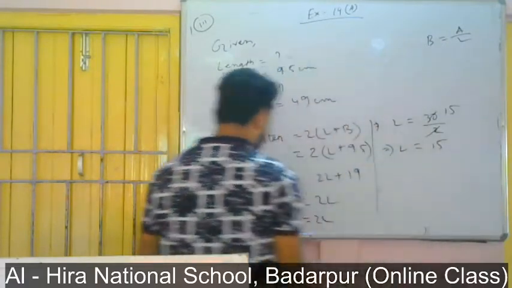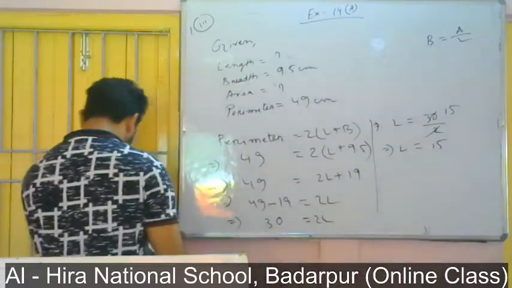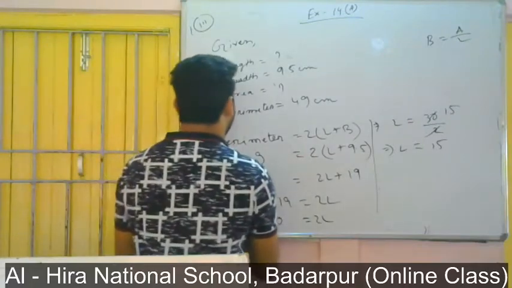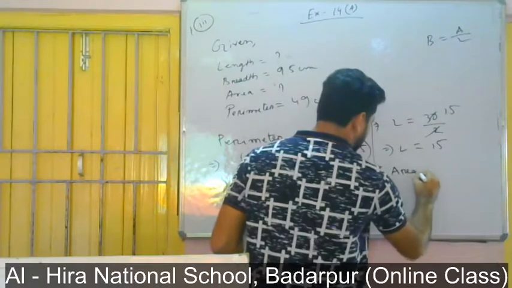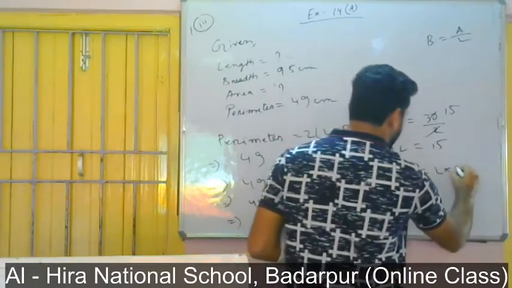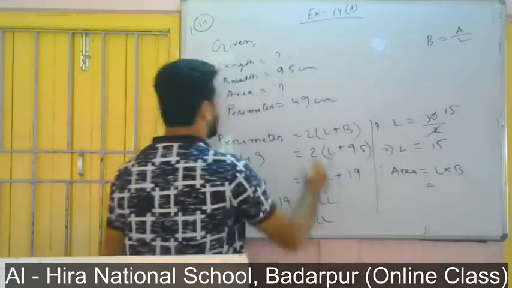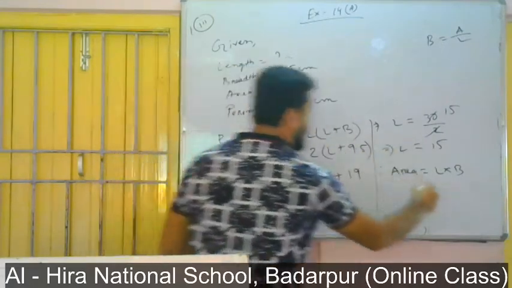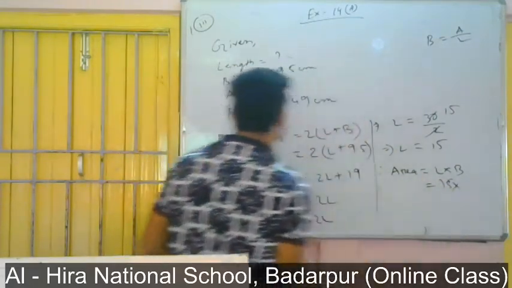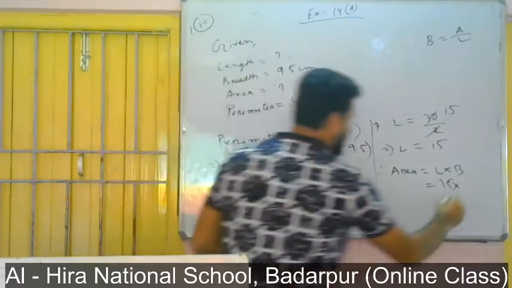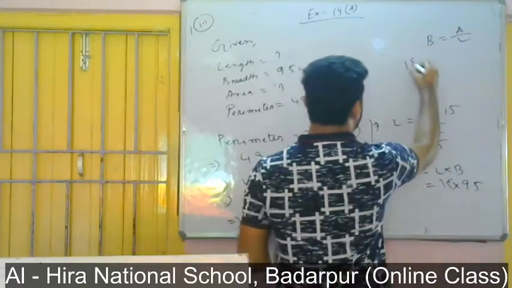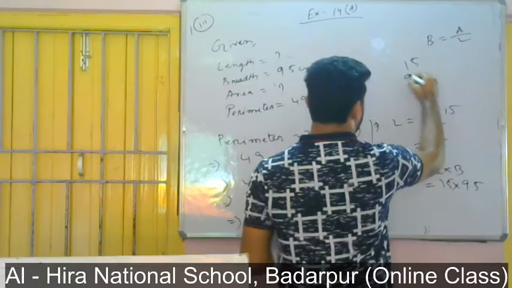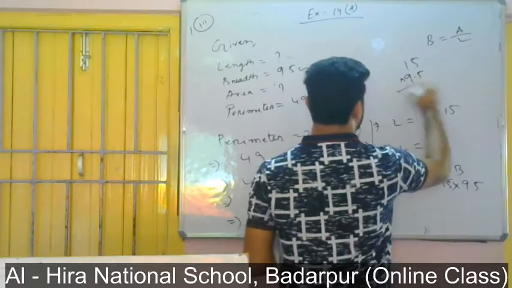Length is 15. Now you can find the area. So write area equals length into breadth. The length we have found is 15. The breadth we know earlier: 9.5. Then you multiply 15 by 9.5, and you will get the answer.